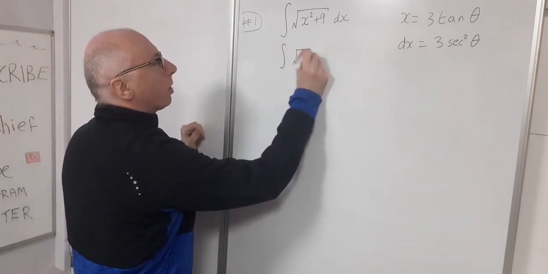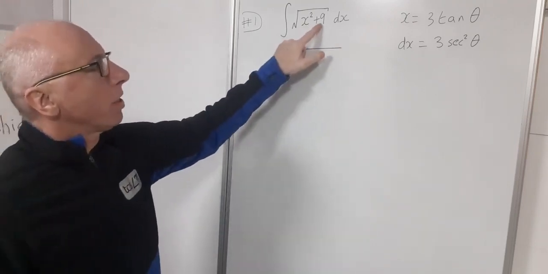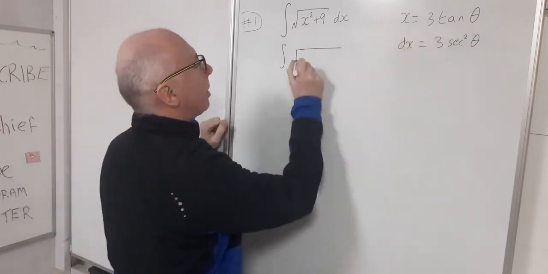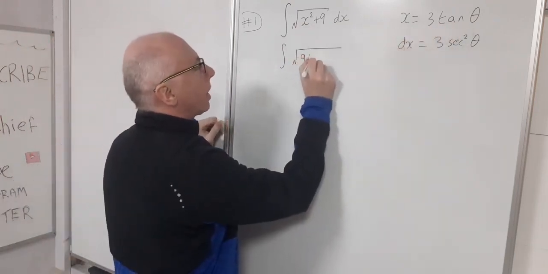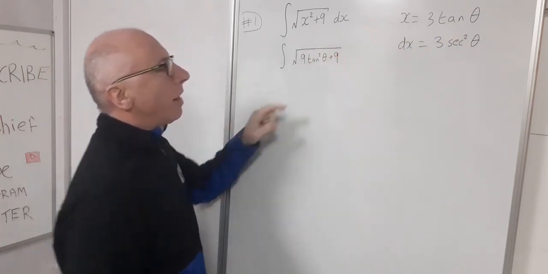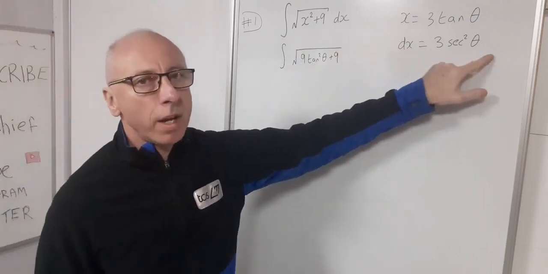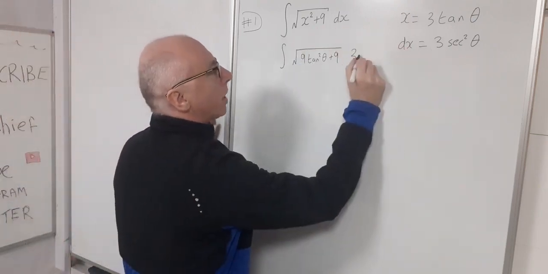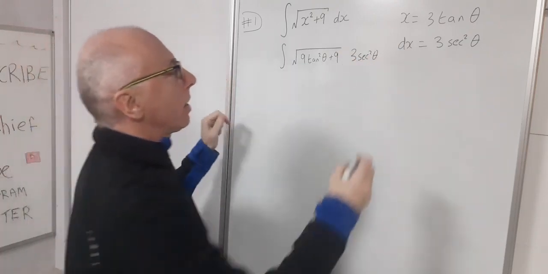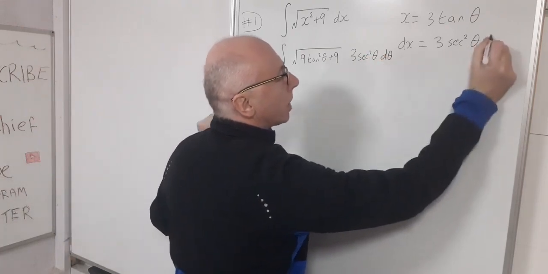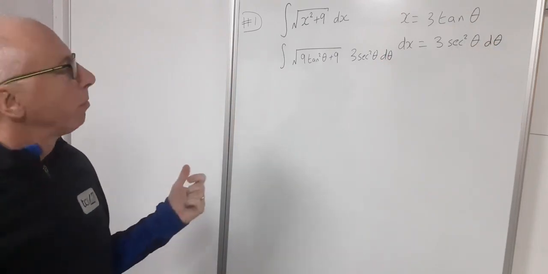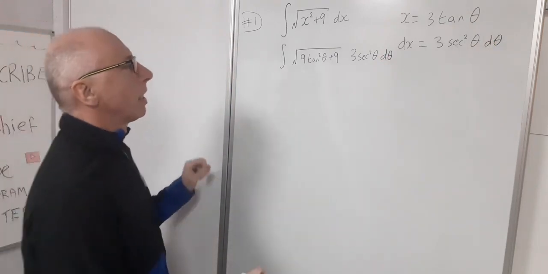So now my integral becomes the square root of x squared plus 9. Well, x squared will be 9 tangent squared theta. So now I've got 9 tangent squared theta plus 9. And then my dx is 3 secant squared theta, and that will be d theta. So if I put my d theta there just to be 100% correct. Okay, now let's simplify this a little bit and see where that takes us.